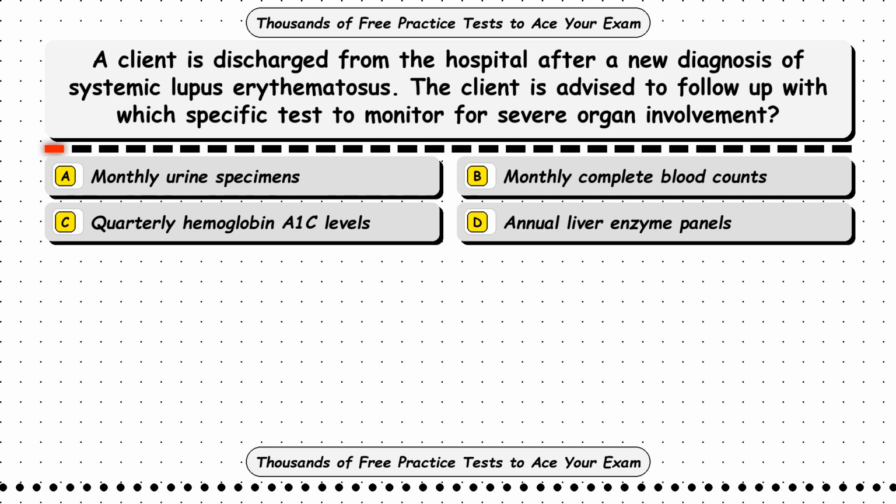Question 32. A client is discharged from the hospital after a new diagnosis of systemic lupus erythematosus. The client is advised to follow up with which specific test to monitor for severe organ involvement? Option A, monthly urine specimens. Option B, monthly complete blood counts. Option C, quarterly hemoglobin A1C levels. Option D, annual liver enzyme panels.